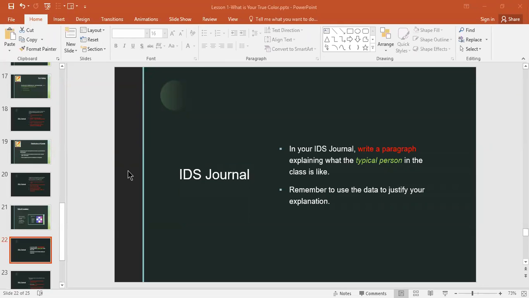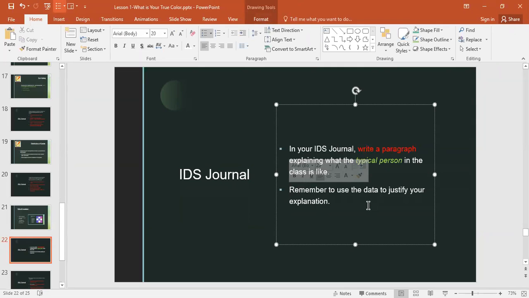Sarai, based on their predominant color. That's why we say, remember to use the data, right? So if you bring it back here or go to your journal, as you're listening, you're going to write a paragraph explaining what the typical person in the class is like. Okay, what we mean is not your thoughts on the typical person, not like, oh, this is a typical student in our class based on their grades and so on. No, we're talking about based on their personality color, right?